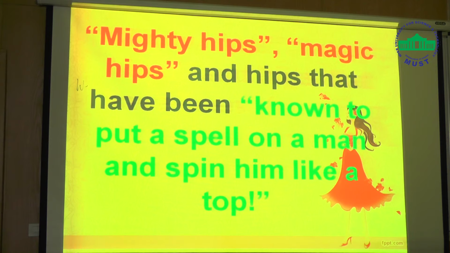Mighty hips, mighty magic hips, hips known to be powerful enough to seduce and control men. It's a playful tone, deliberately paying honor and respect to her femininity in a humorous manner.